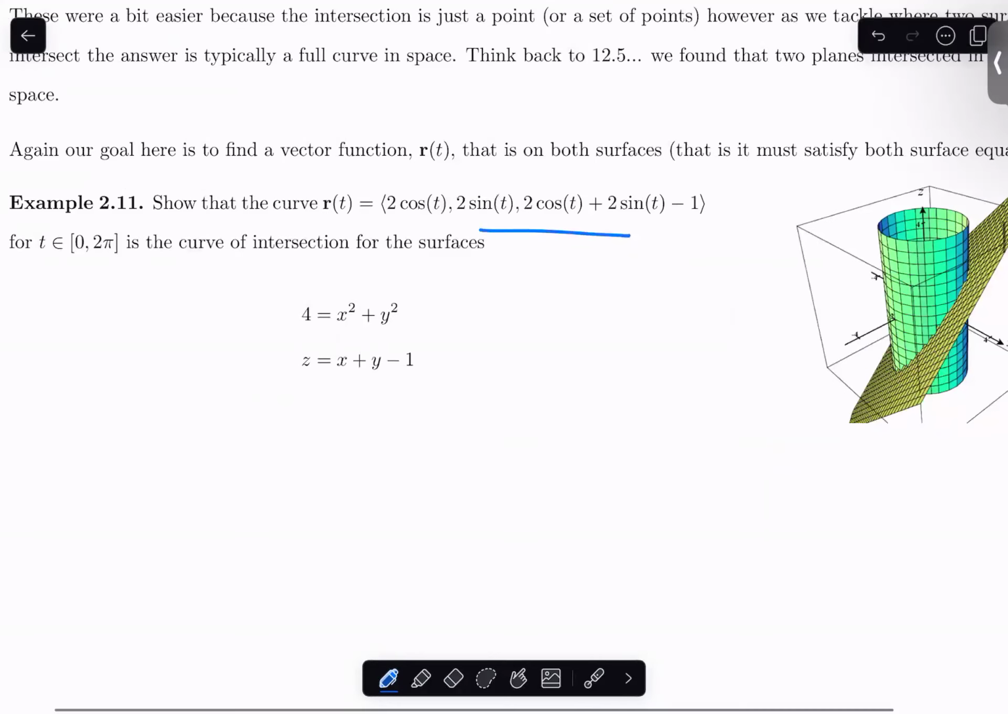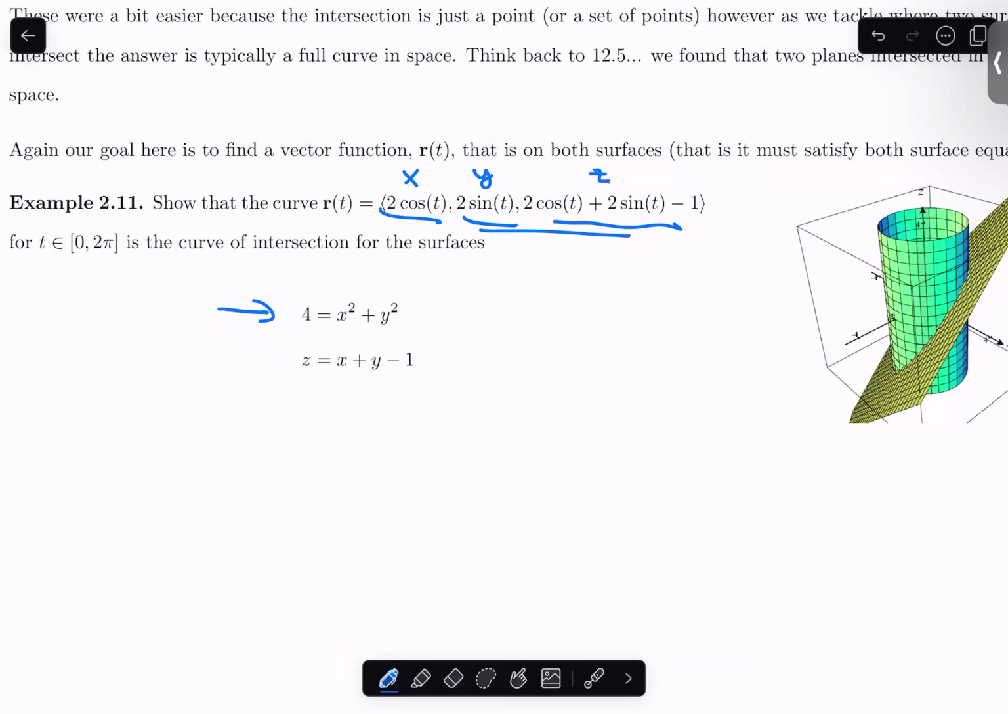And so in order to do that, whenever we have a parameterization, we have an X component, we have a Y component, and we have a Z component. And so a good way to verify that this is actually a part of the surface is, you take those components and you plug them in exactly where you see the X's, the Y's, and the Z's. So let's go ahead and start off by doing that for this first surface.